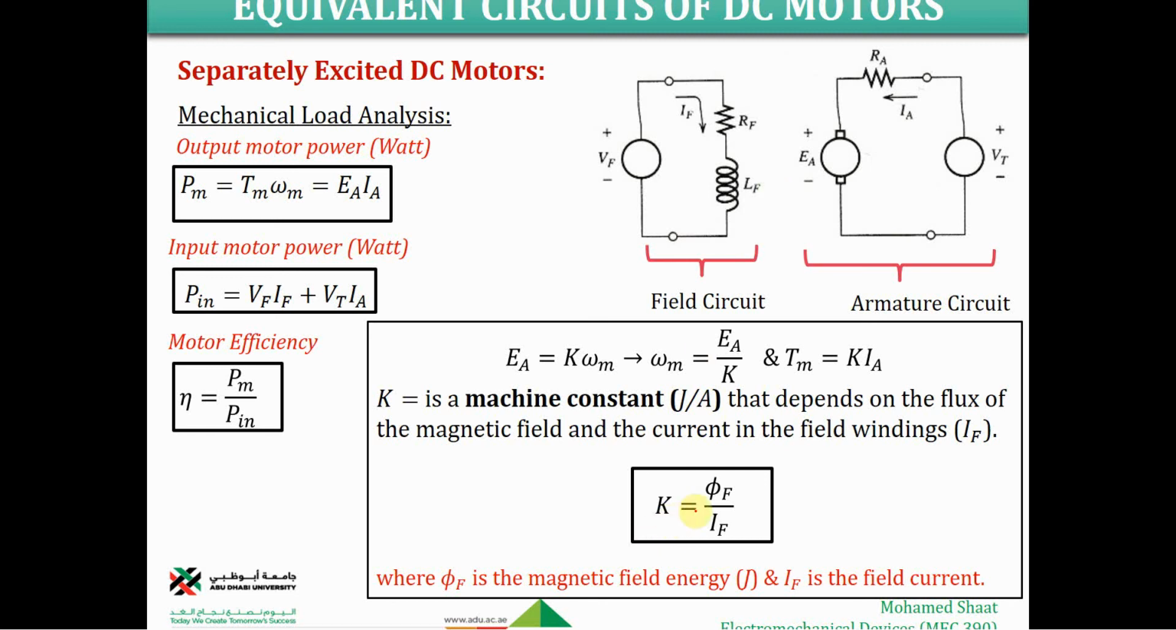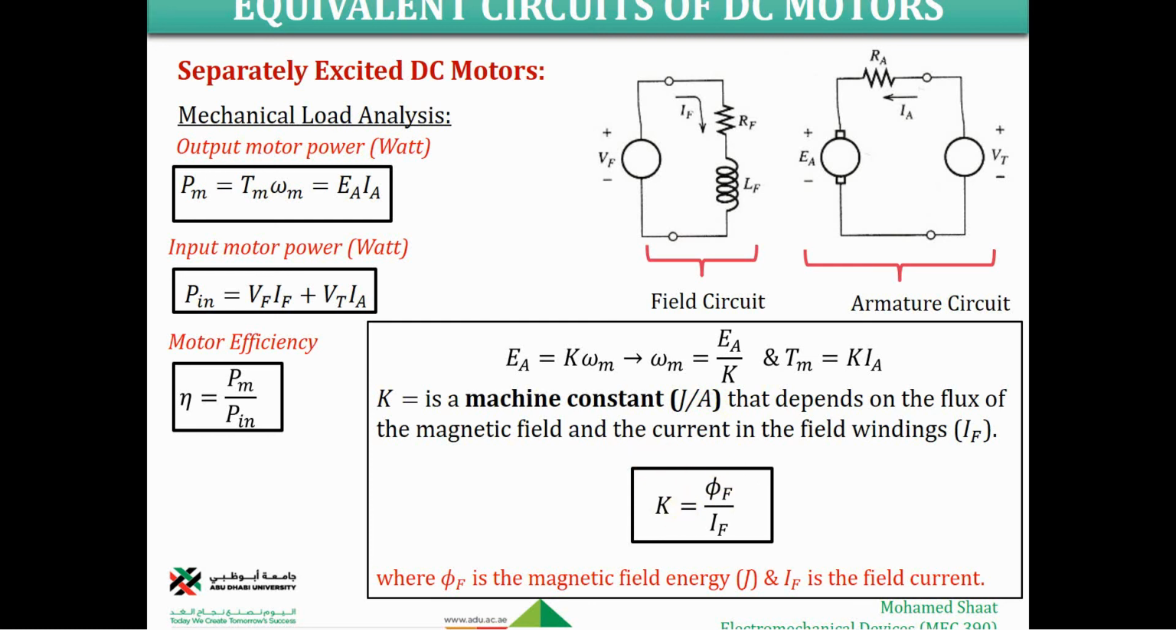So that's why K could be defined as phi F over IF. Phi F is the magnetic field energy, which is just energy, depending on how much magnetic field energy we created at the coil, divided by IF, which is the current through the field circuit. So if you divide phi F, which will be provided to you in joules, by IF, the field current given in amperes, you're going to end up with the motor constant.